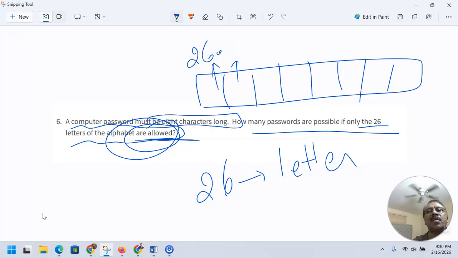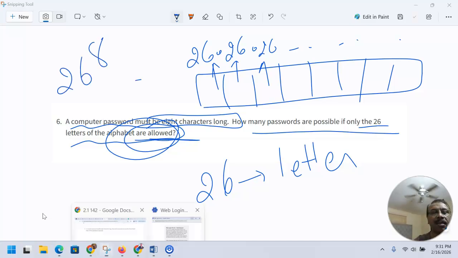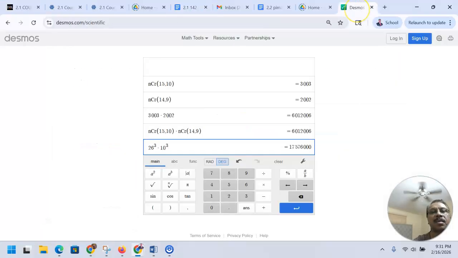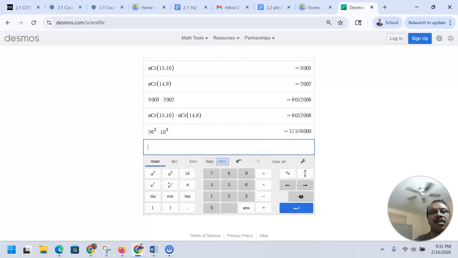It means you can have the first one from 26. Once you've done that, you can also have the second one from 26. And like this, it will be 26 how many times? 26 raised to 8. You put it on the calculator, 26, go up and put an 8. You get the answer. And you get almost 208,000,000,000.